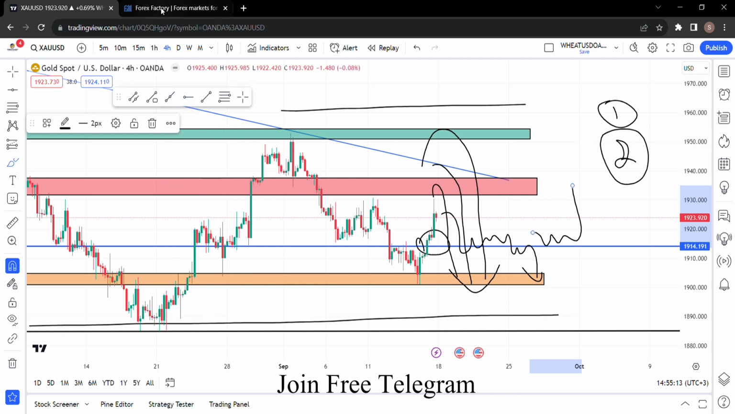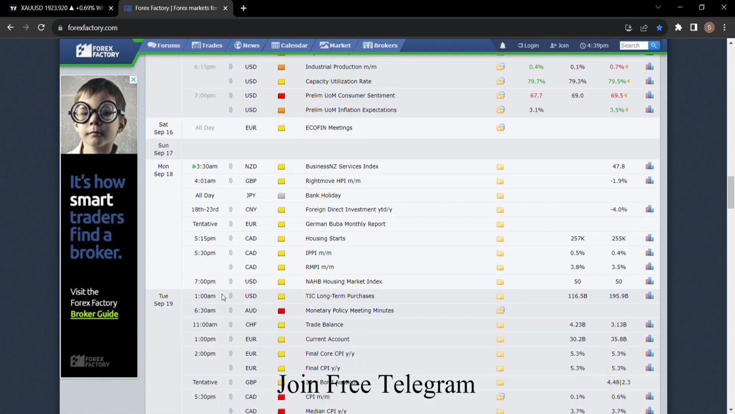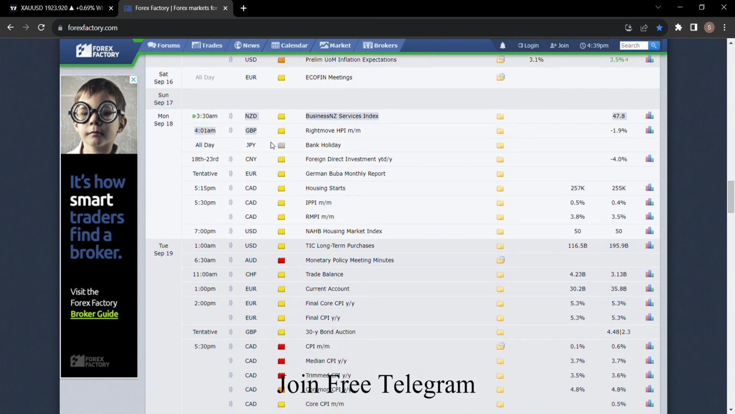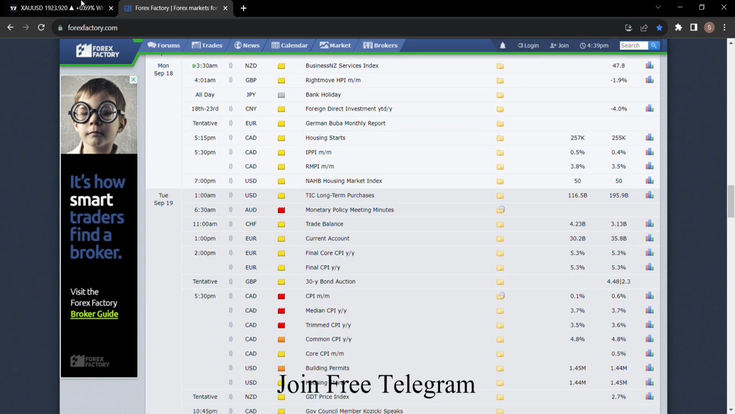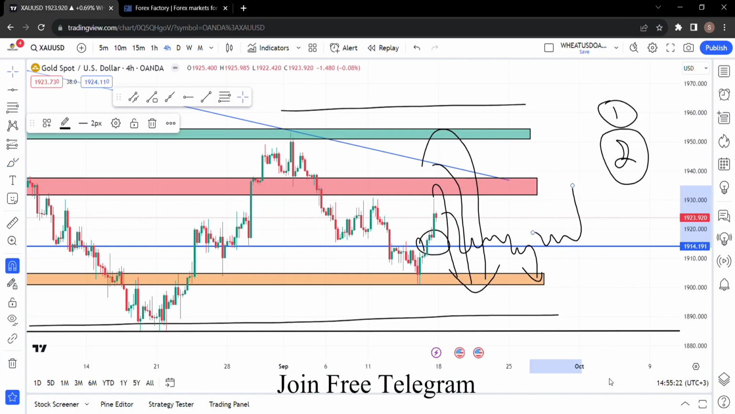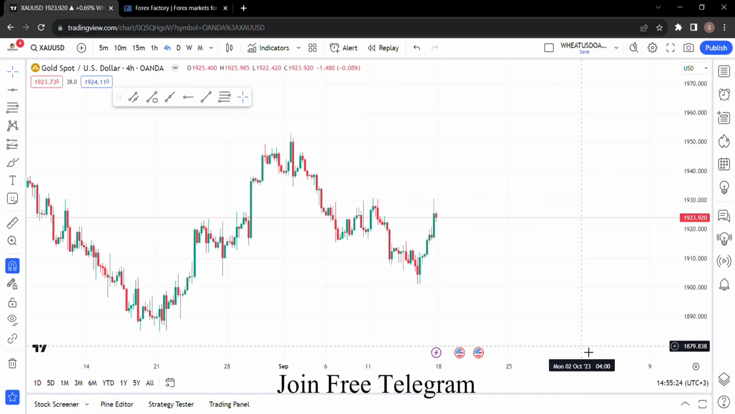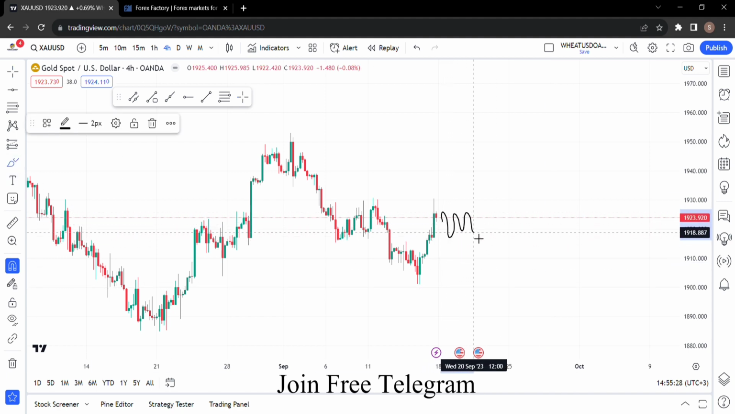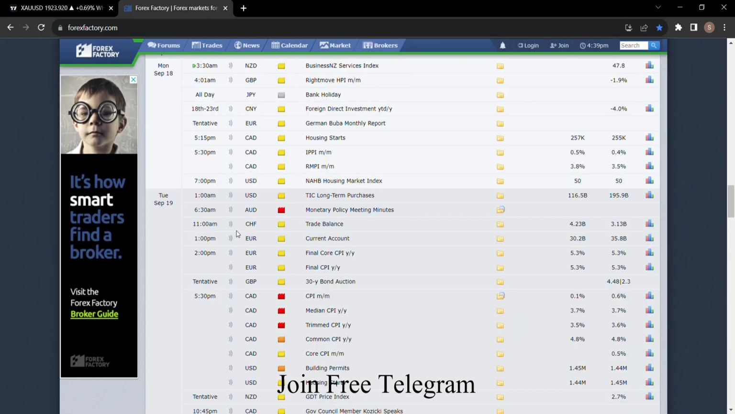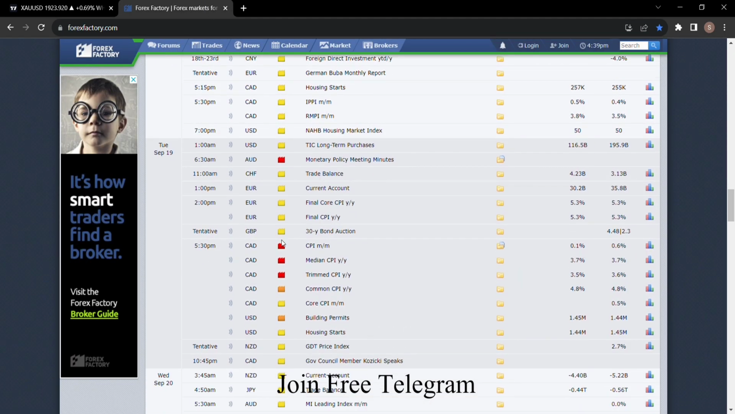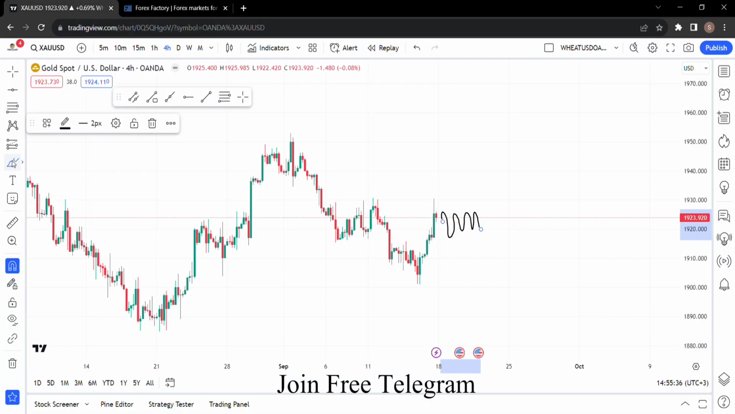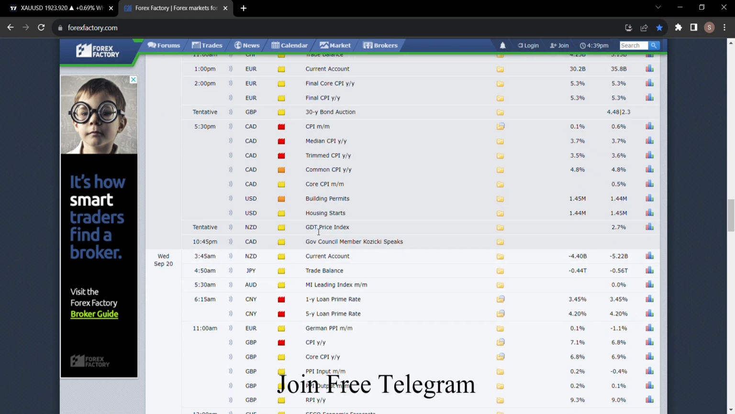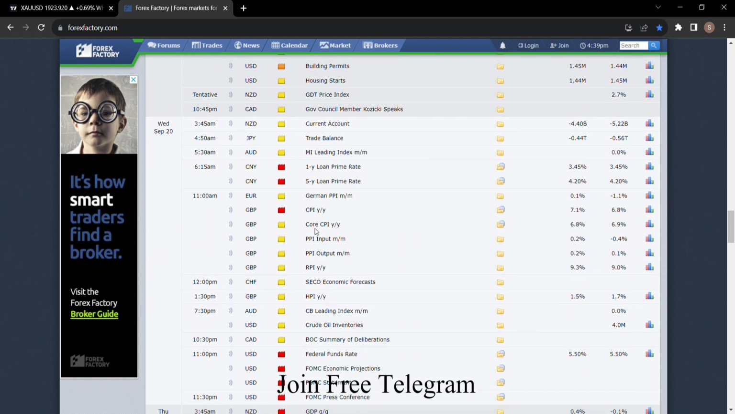So if we draw the news chart, then we don't have any news on Monday, which means on Monday the market will move in this period. Let's talk about Tuesday. Tuesday we don't have any news except CAD, which means the market will not show any news on Tuesday also. And on Wednesday we have some action.